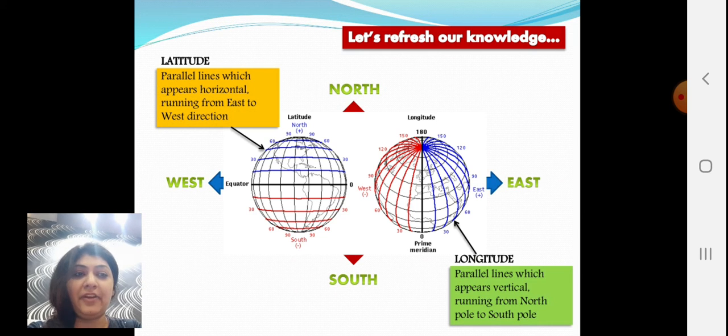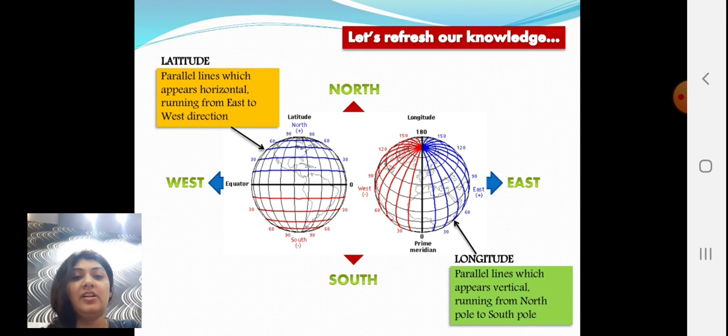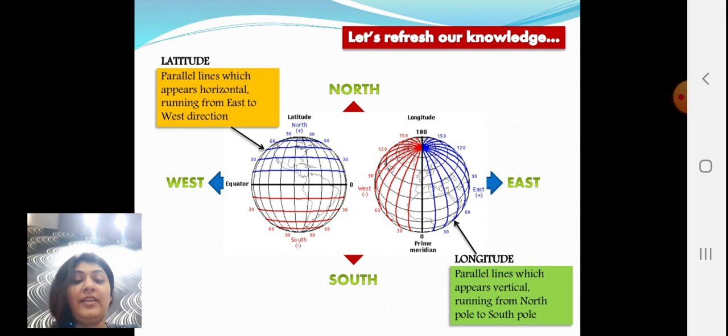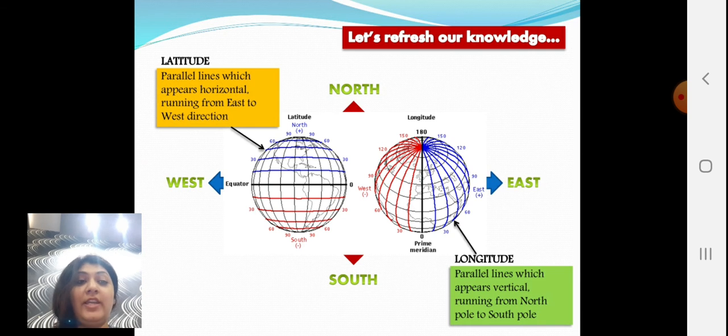Now, let's refresh our knowledge. First of all, what is latitude? You might have learned about the latitude in social science, geography. Parallel lines which appear horizontal running from east to west directions are known as latitude. You can see here north and south direction shown with the arrow and east and west directions. Now you can also see the longitude here. The parallel lines which appear vertically running from north pole to south pole are called the longitude.